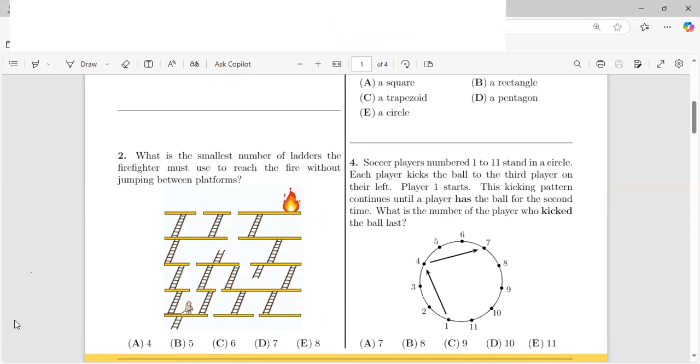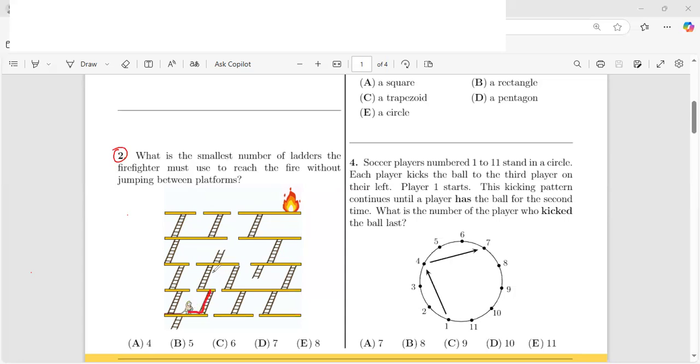Question number 2: what is the smallest number of ladders that the firefighter must use to reach the fire without jumping between platforms? So you cannot jump between platforms. For example, he goes here, and suppose he goes here, and then he has to jump to this platform to reach this. That jumping is not allowed. So how can he go?